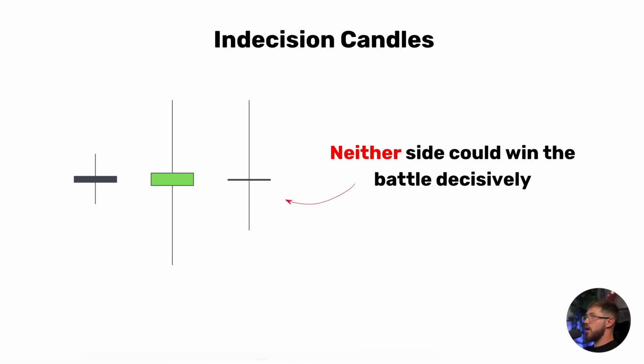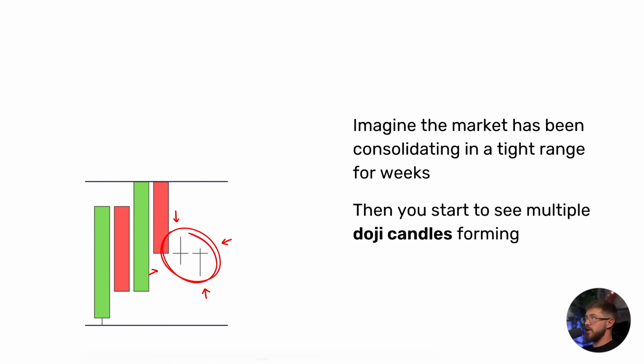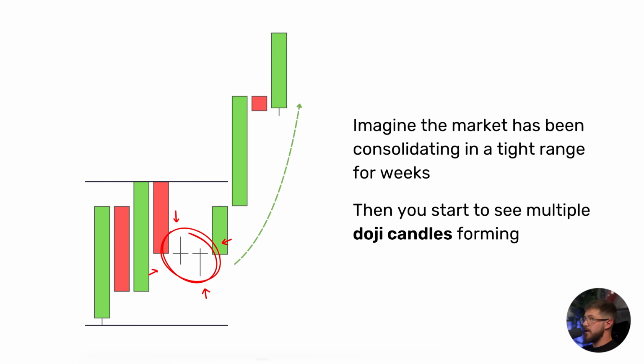Now, what makes all indecision candles the same is what they're showing you. Neither side could win the battle decisively, but indecision candles are incredibly powerful when you understand the context. Imagine the market has been consolidating in a tight range for weeks. Volume is drying up, and then you start seeing multiple doji candles forming. Those indecision candles are telling you the market is coiled up like a spring, and when it finally breaks out of that range, the move is likely going to be explosive.